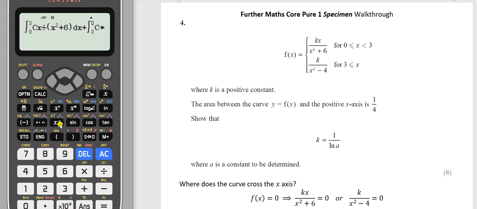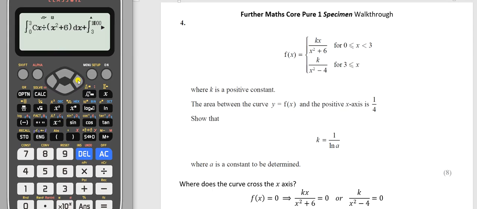Well, I can't put in infinity, and the calculator wouldn't know how to deal with it if I could. But I can type in a fairly large number, and that'll give me a pretty good approximation. It might take a beat because we're asking it to do essentially numerical integration. But here we're getting out a value of 0.2497. That's pretty close to a quarter.